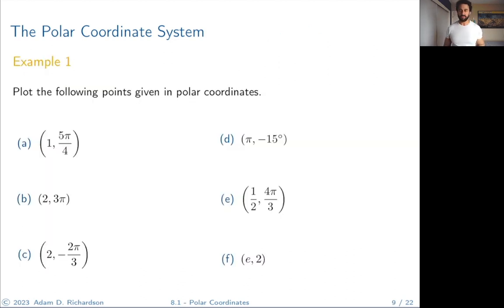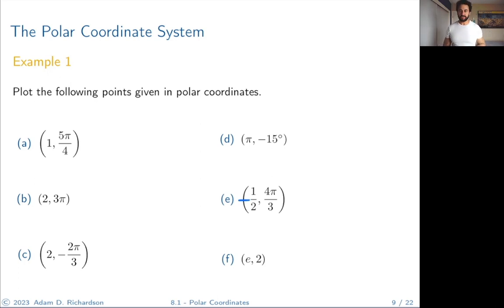So let's just plot these points in the Cartesian coordinate plane. Oh, you know what? I just realized I forgot to include a negative radius. So we're going to tweak that a little bit, and I'll change it on the slides later. Let's alter E: let's make the radius for this one negative 1/2 instead, and we'll get to that.